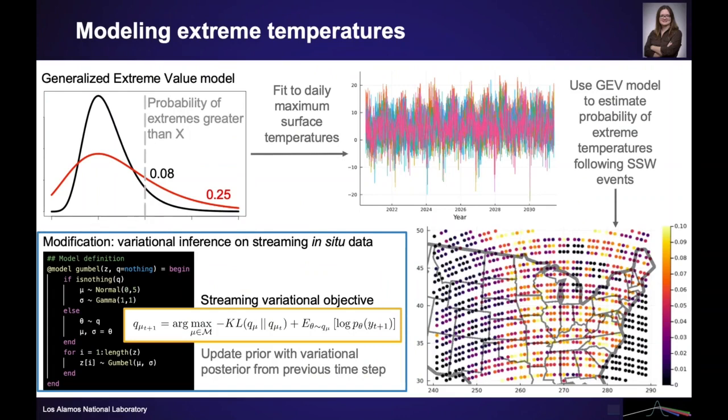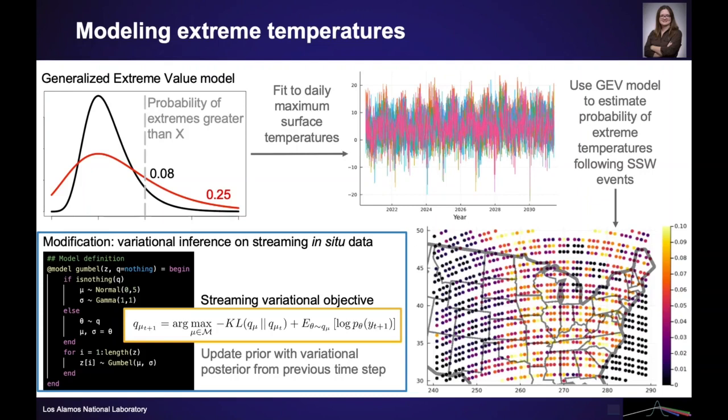I'm going to discuss one of the statistical models that we've implemented in our in-situ framework. Specifically, we have demonstrated the modeling of daily maximum surface temperatures using a generalized extreme value, or GEV model. GEV models are useful for estimating the probability of observing rare extreme events, such as unusually high or low temperatures. On the upper left, I show two GEV models with different parameters to demonstrate how the parameters affect the probability of extreme events. Given a threshold x, shown by the dashed line, the black GEV model indicates less than 0.1 probability of extremes exceeding x, while the red GEV model has 0.25 probability. By estimating the parameters of a GEV model, we can estimate such probabilities.